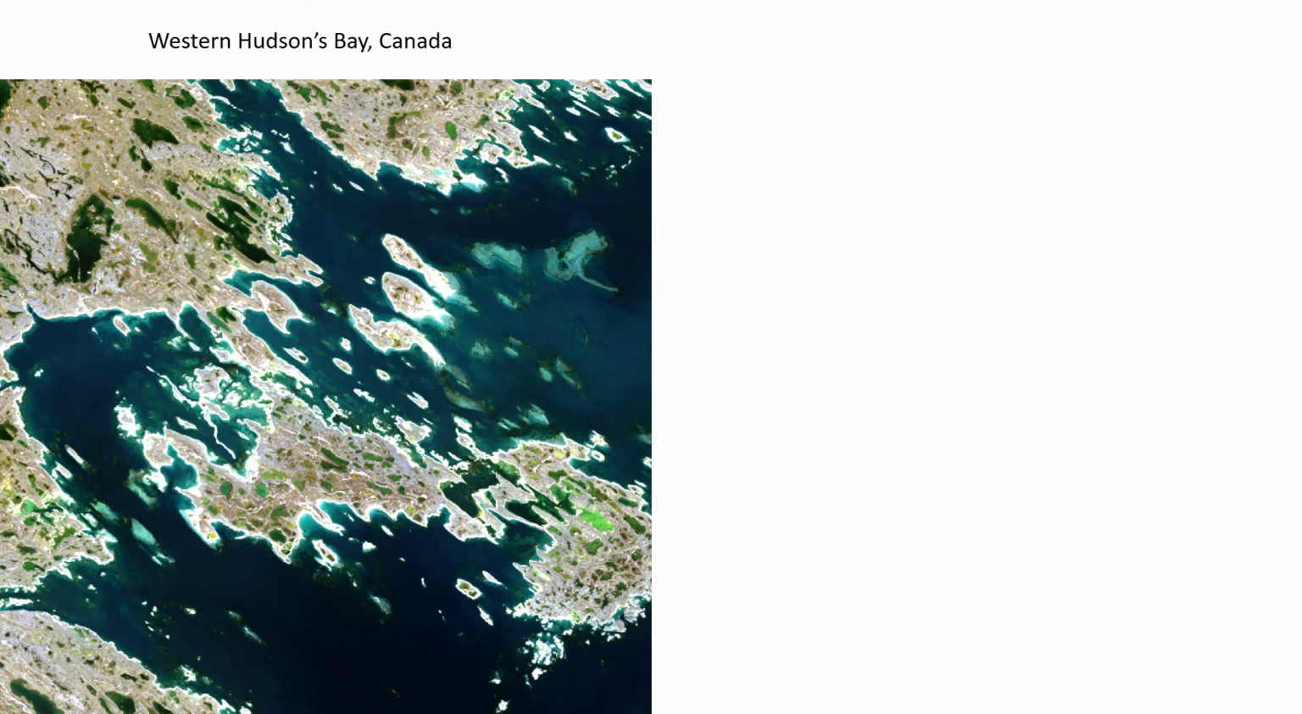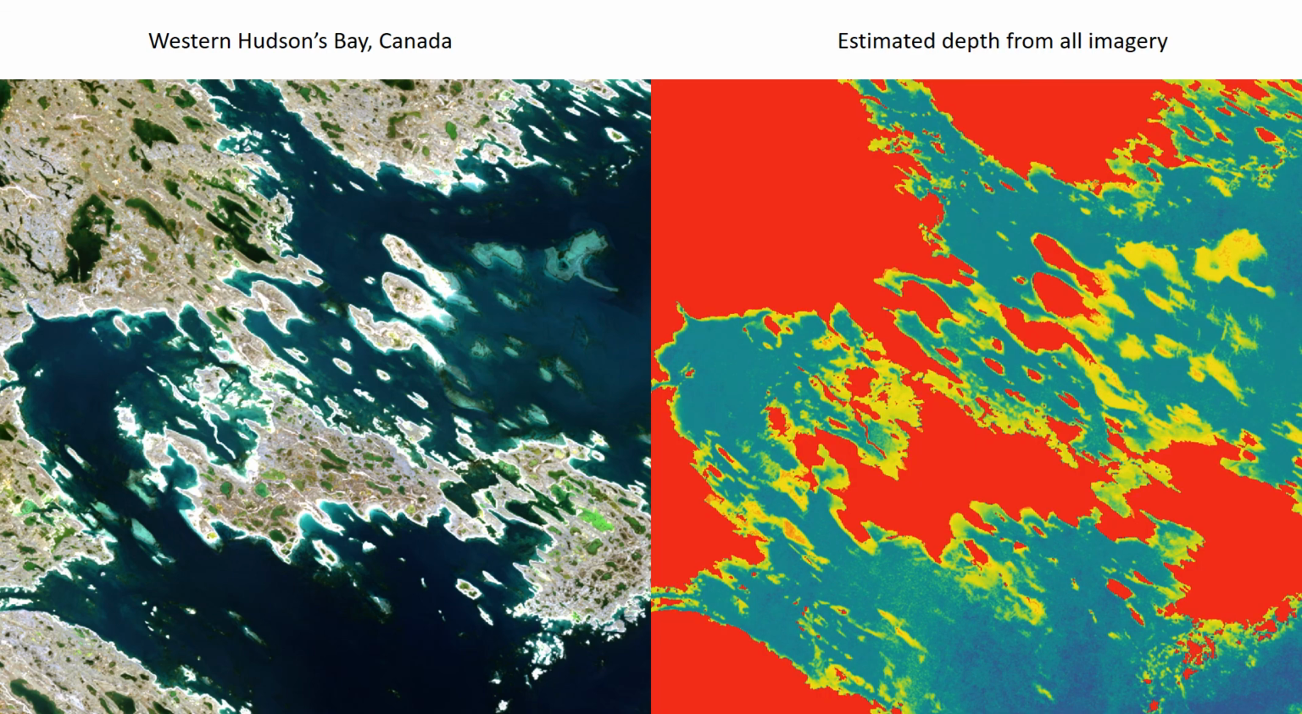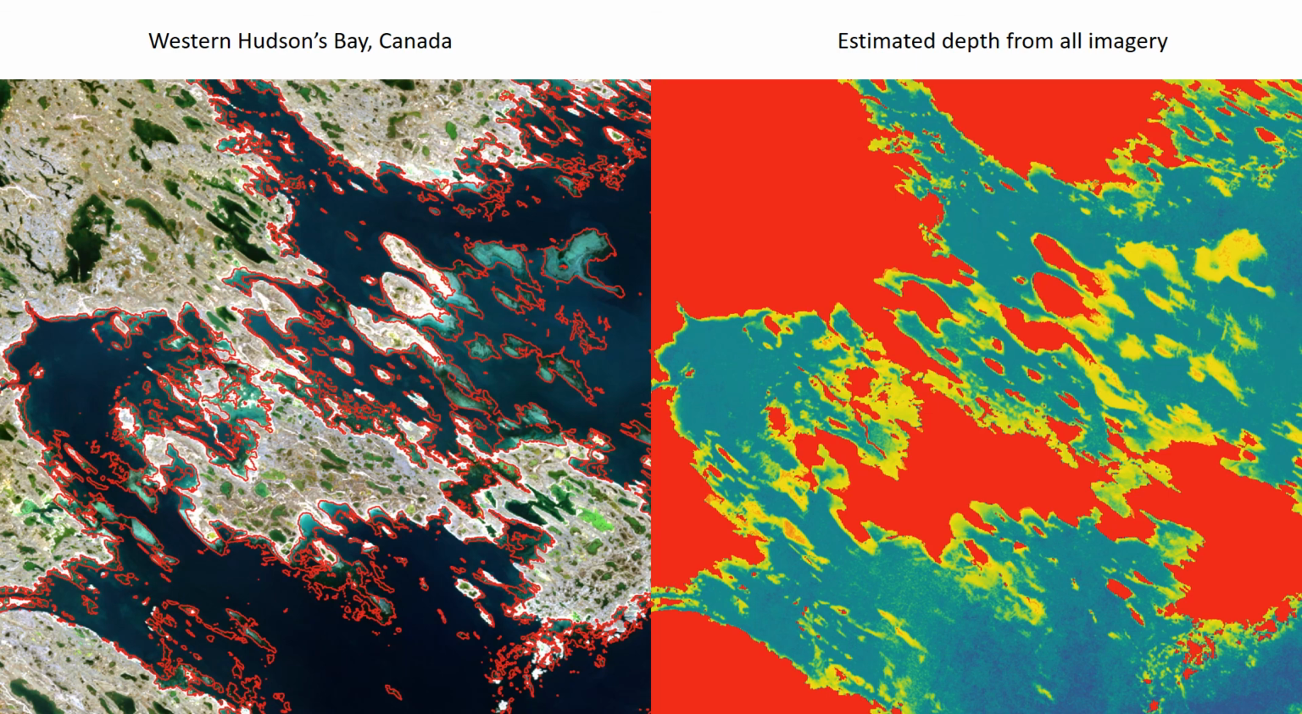Here's another example from the west coast of Hudson's Bay between Whale Cove and Rankin Inlet, where the satellite imagery shows many underwater rocks and large, shallow areas. These are all clearly identified in the bathymetry product, and I've shown them individually here with red outlines.